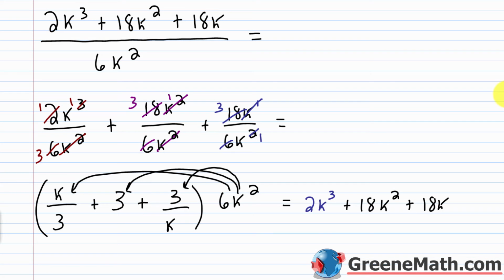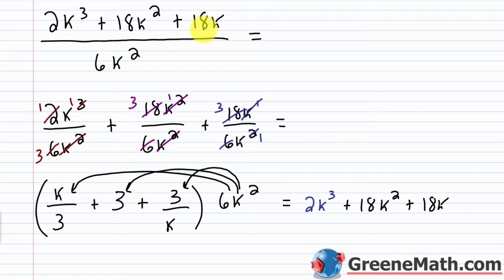So we scroll back up here and we see that it was 2k cubed plus 18k squared plus 18k. Because we multiplied our divisor by the quotient and it gave us the dividend back, we know we have the correct answer. So it's very important, especially when you first start, to go back and check your answer. Make sure that you got the correct one.